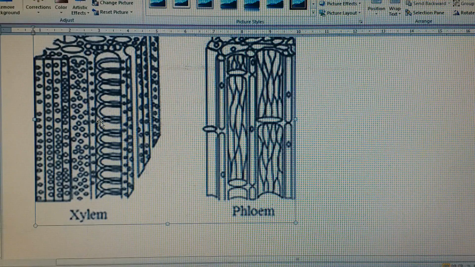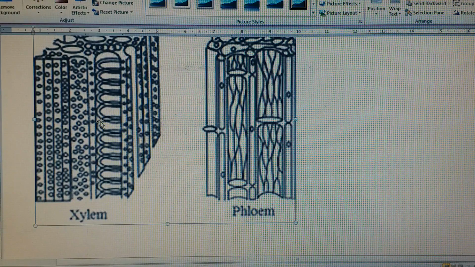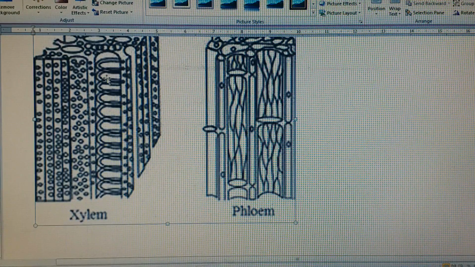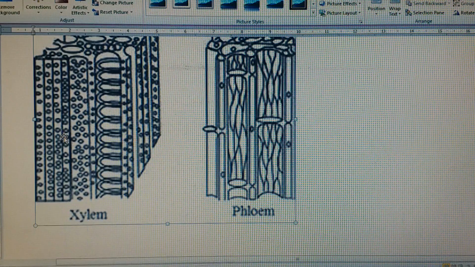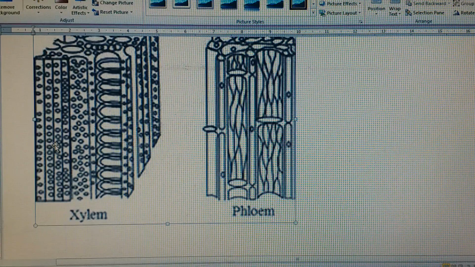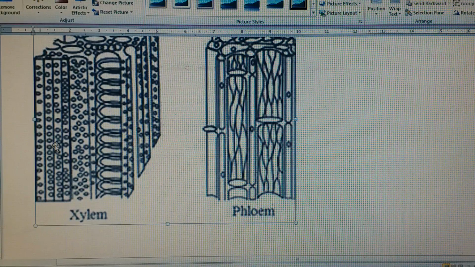Because of the deposition of the lignin in tracheids, the cell wall becomes very thick and the passage of transportation becomes very narrow. Because of the irregular deposition of the lignin, they look like this. Somewhere it looks like a spiral, somewhere it looks dotted. These are the cells which you can see in the xylem. These are the various tracheids present over here, and their structure is like this only because of the irregular deposition of the lignin.